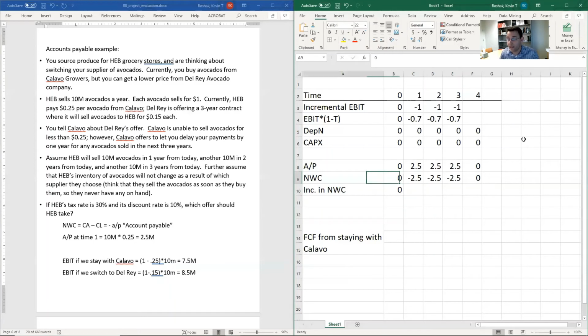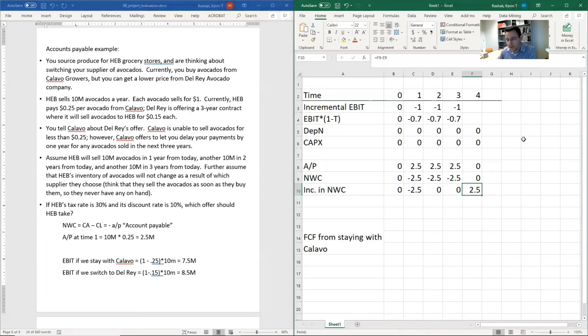So finally, we can calculate the free cash flow ingredient, the increase in net working capital. Finally, we can say, okay, we end at minus 2.5. We started at 0. So what's the increase? It's a minus 2.5. And we fill that formula over. There's no change in net working capital at time 0, nothing at time 3. We're just replenishing the accounts payable year by year. And then finally at time 4, we pay back what we owe. So that's an investment of 2.5 million, right?